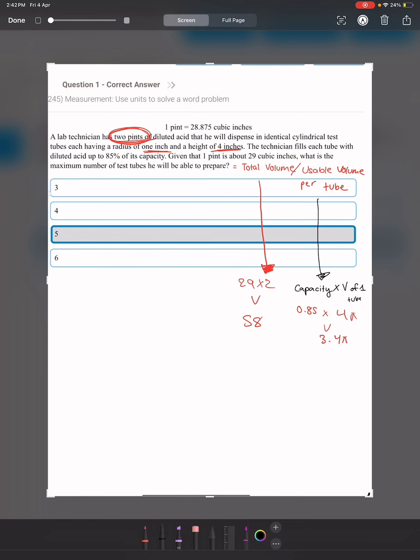Now we can solve. We're going to use the formula, total volume, which we got is 58, over 3.4 pi. Let me see what you get. You get 5.43, which, you know, is the same as 5.